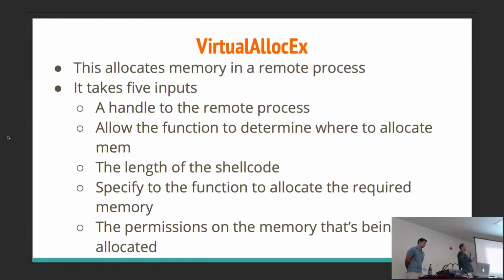VirtualAllocEx is basically the same thing as VirtualAlloc, except VirtualAllocEx is used to allocate memory in remote processes. So this would take in a handle which was returned by OpenProcess, allocate memory in that remote process, and it's, again, going to take all the other same information, like how much size do you need allocated? What are the memory protections that you need for that specific piece of memory?